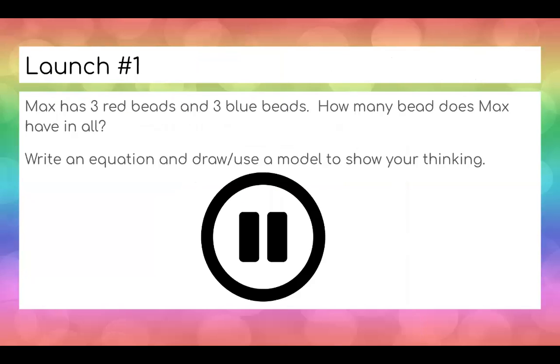Now it's your turn. Here is launch number 1. Max has 3 red beads and 3 blue beads. How many beads does Max have in all? You are going to write an equation and draw or use a model to show your thinking.